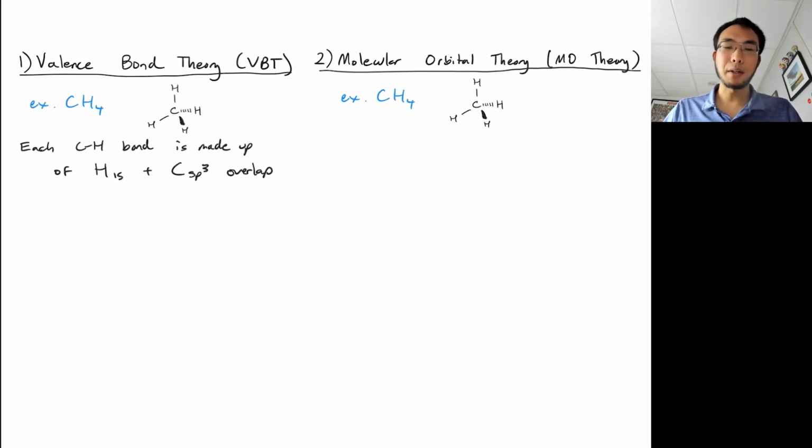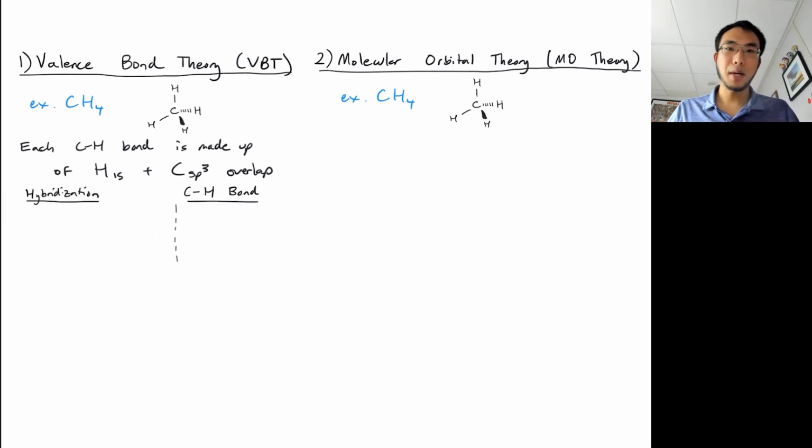So if we were looking at the molecule of CH4 here, for valence bond theory, what we would say is that we would treat, again, each bond as its own independent entity. And so here we would say that each bond is made up of a hydrogen 1s orbital overlapping and mixing with a carbon sp3 orbital, and that each of these orbitals would have one electron in them, allowing them to pair up orbitals to overlap.